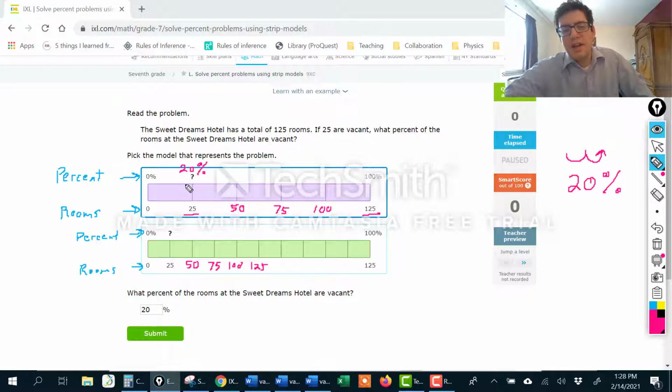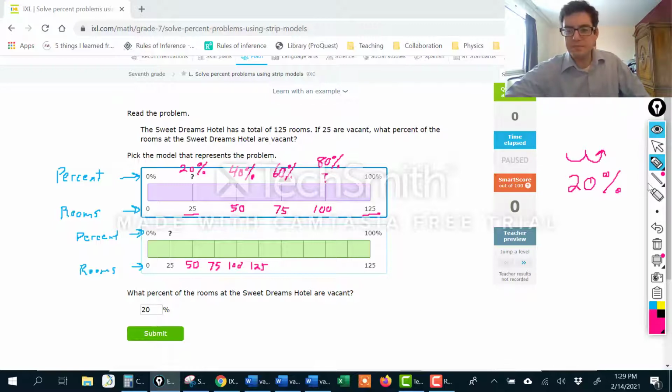But let's just say, as an example, if the question mark had been over here and I was wondering what that question mark would be, I would just keep counting by 20s. 20, 40%, then 60%, and 80%. So if the question mark had been over here, I could just count by 20s until I got up to here, and I would see that 100 is 80% of 125.